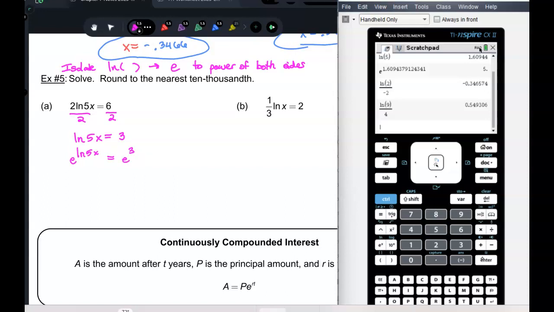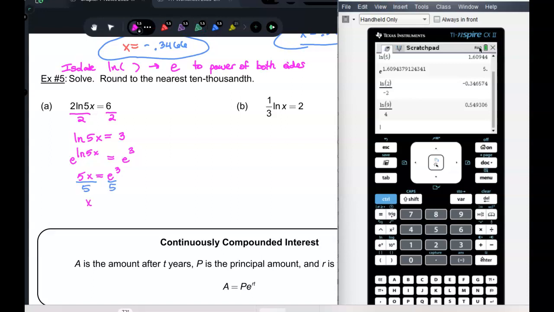What happens with the e and the natural log? We just get 5x. Whenever there's an e and an ln, they just cancel. e and ln will always cancel each other. And then the last step here, we're going to divide by 5.